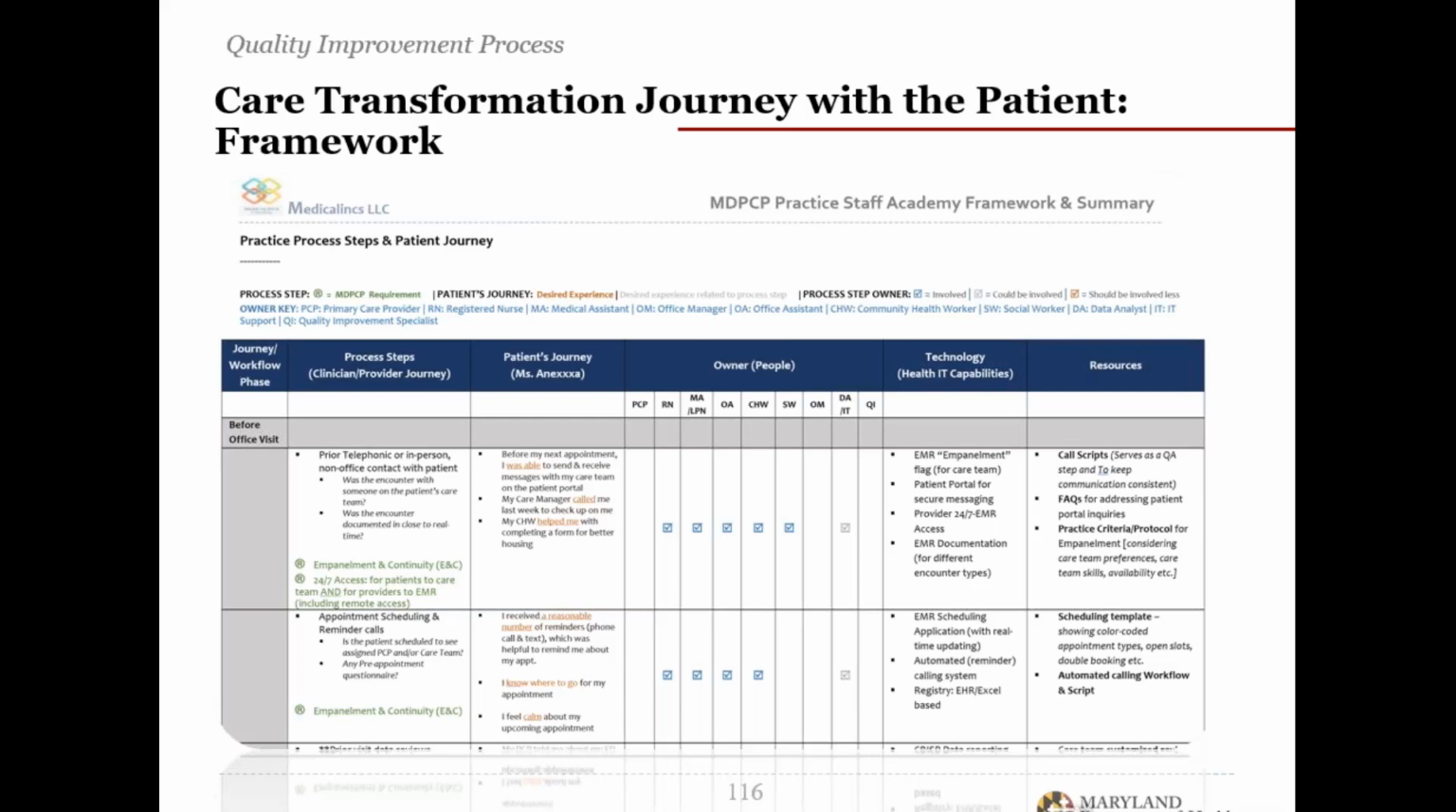The second phase is during the office visit. So now the patient is in the office. What are the steps? And again, how does that align with the model? And then post-office visit, when the patient is done with the office visit, what are the things that can happen? And like I said, that comes again full circle.